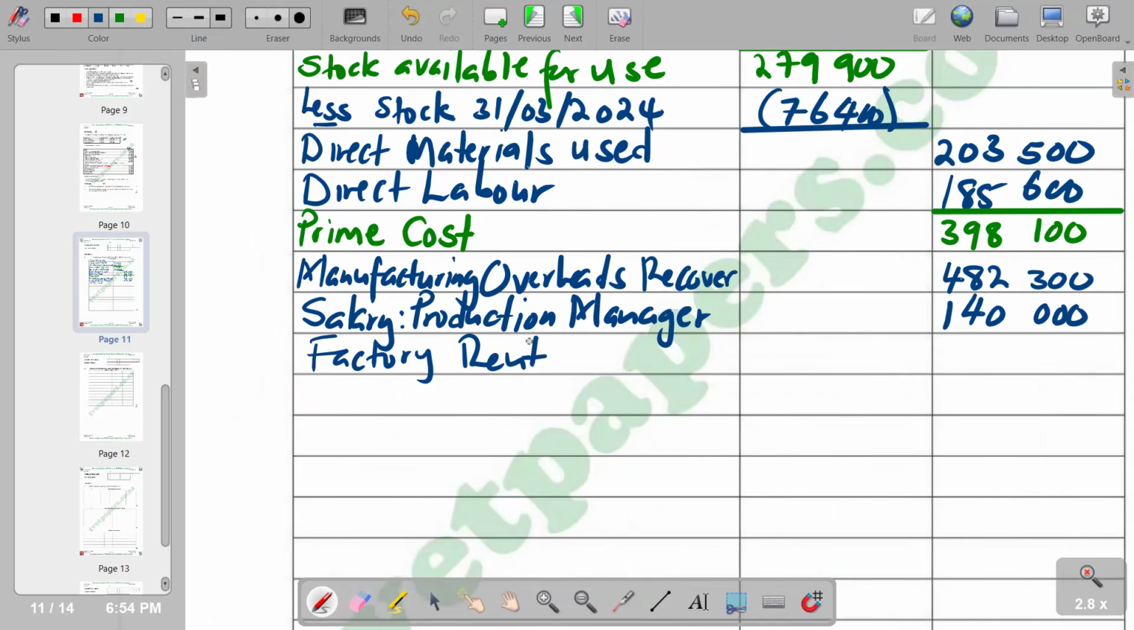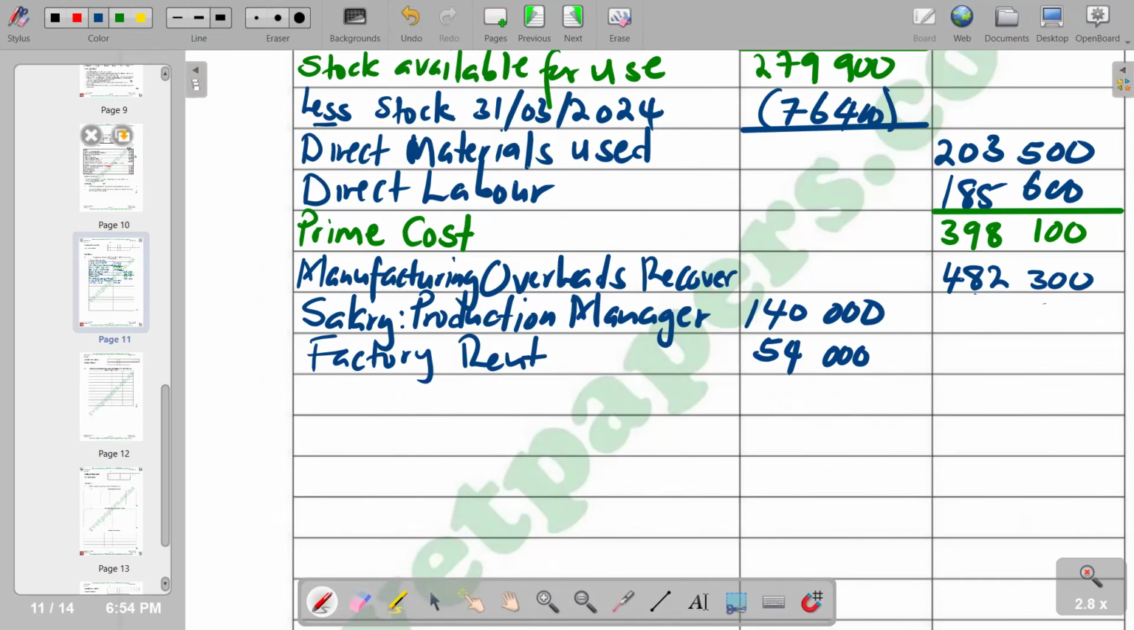Factory rent 54,000. So 145,000 is 140,000 is our production manager. We are supposed to put it in the first column here. So we are saying 140,000, and then this factory rent, we got it as 54,000. So we put it again here, and then we list all the manufacturing overheads in the first column.